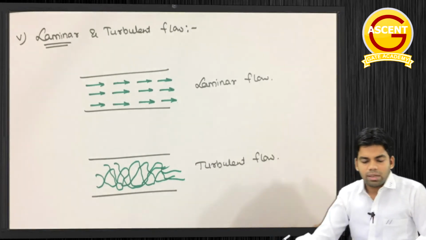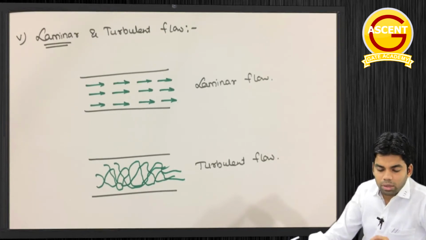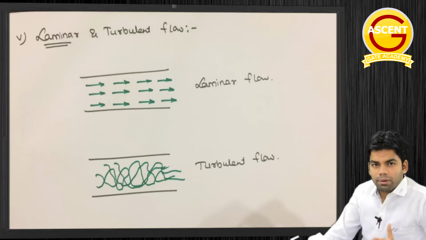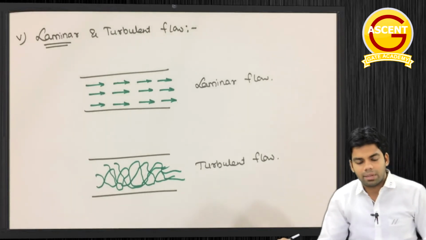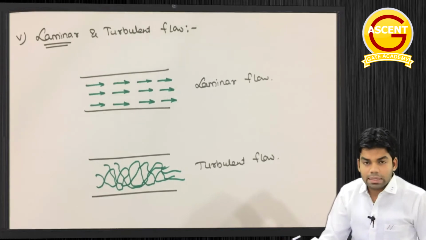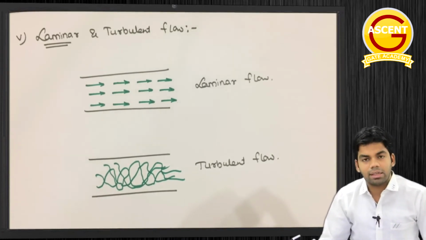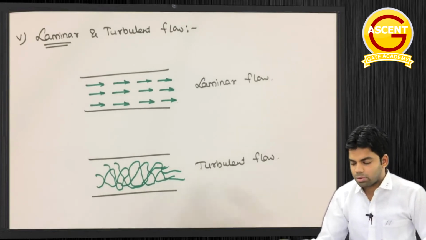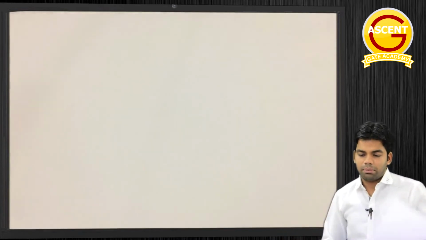Getting this? Okay, so in laminar flow, the fluid particles move along smooth, regular paths which can be predicted well in advance. For example, flow through a small diameter tube with low velocity is generally laminar. Turbulent flow is characterized by random and erratic movement of fluid particles, resulting in the formation of eddies. So eddies will be formed in turbulent flow. Next is streamline and flow line.